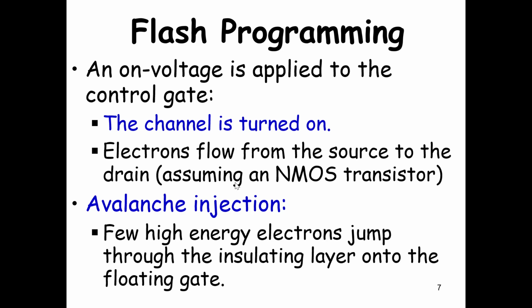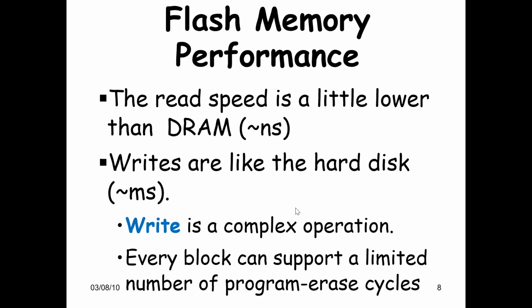So as I said, flash programming is done this way: the channel is turned on when electrons are flowing from the source to the drain. But the avalanche injection happens when high energy electrons jump through the insulating layer into the floating gate and get trapped over there.